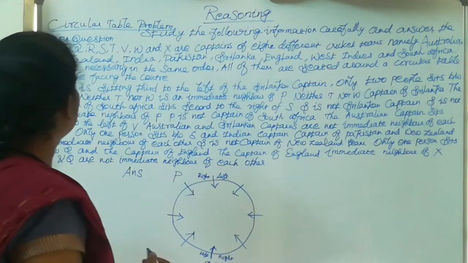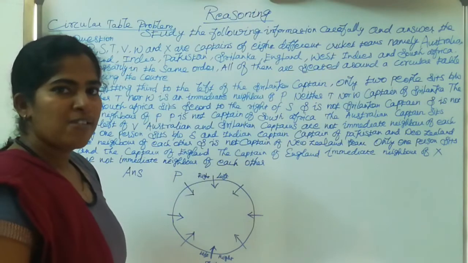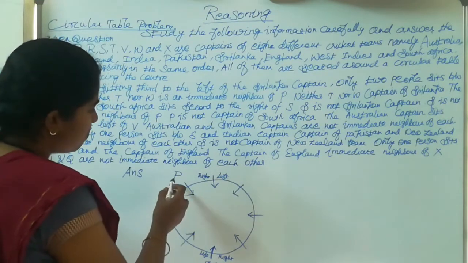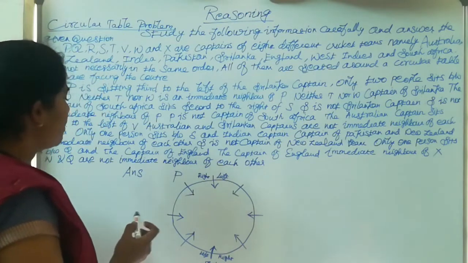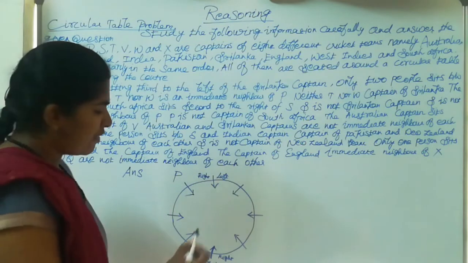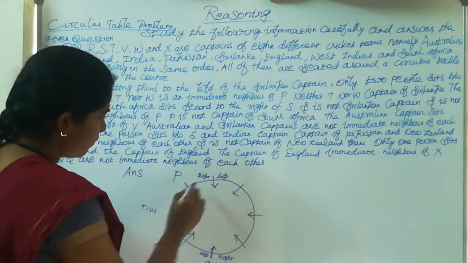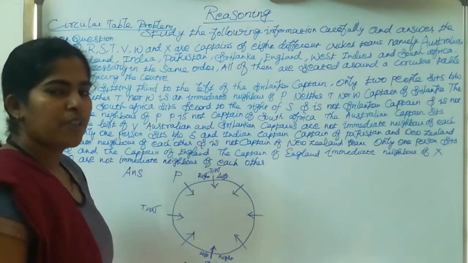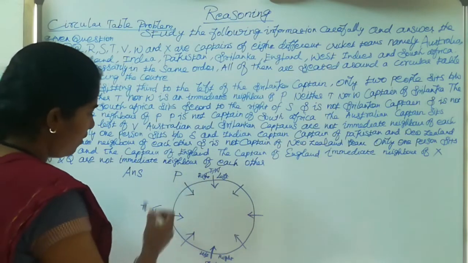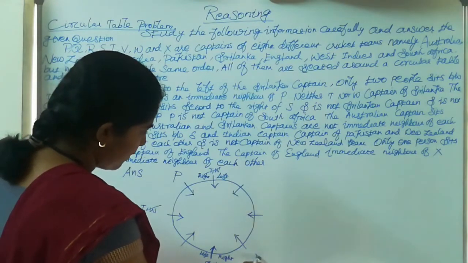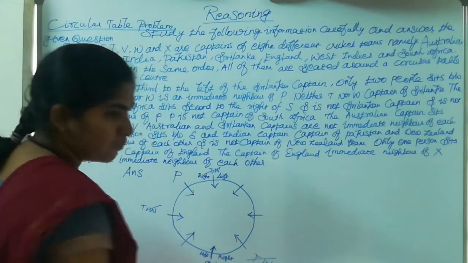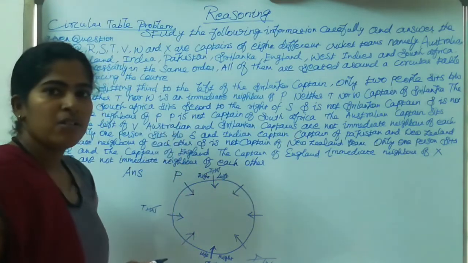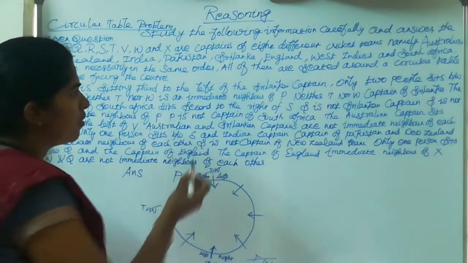Only 2 people sit between T and W. Neither T nor W is an immediate neighbor of P. So T and W cannot come at the neighbor places of P. T and W cannot be placed in those places. Only 2 people sit between T and W, so we can clearly see where T and W are placed, following the question.